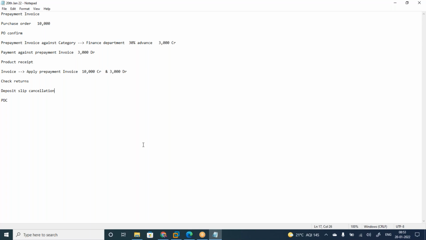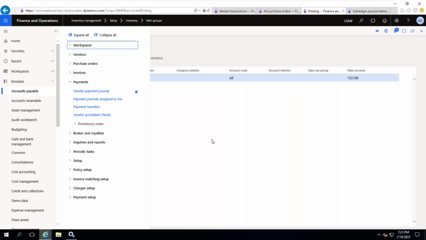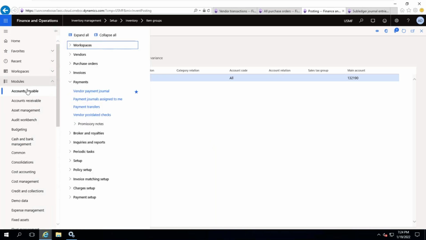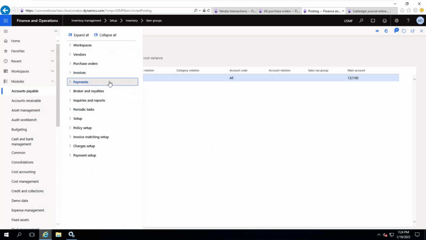Fine. So there are two things. One is whether you want to do a prepayment invoice or a direct payment, which one you want. Generally, as you said, without a prepayment invoice the finance team will not make the advance payment. So I have to create a prepayment advance in that case. Fine. I will explain two scenarios here. Let me show you.